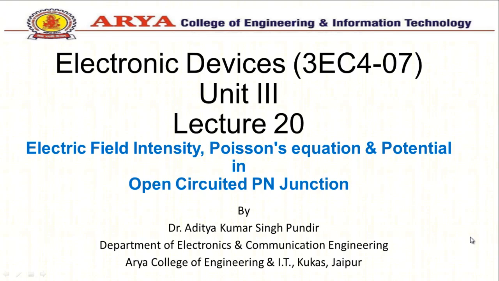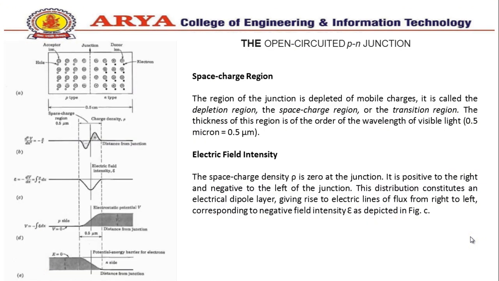In this lecture, we are going to cover electric field intensity, Poisson equation, and potential in an open circuited PN junction. Most of the theory of PN junction we have already covered. To learn about the Poisson equation, we first took a case study of the open circuited PN junction.